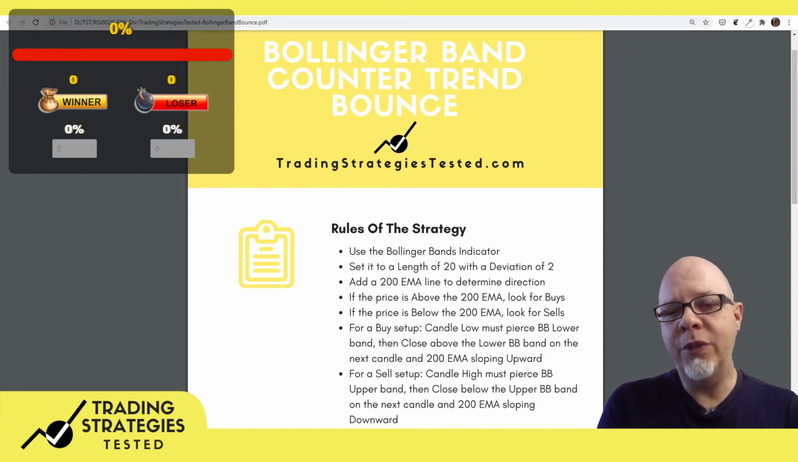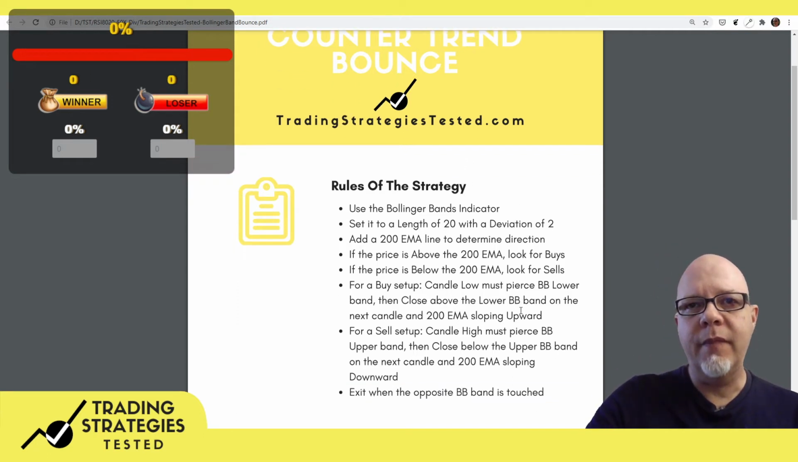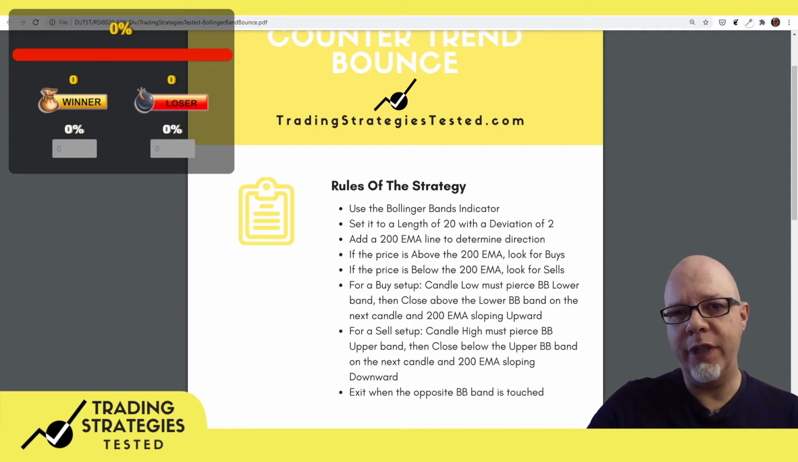In order to do that, we're going to use the EMA and just check the slope and make sure that our current point of the EMA is higher than the previous two. For a sell setup, it's simply the reverse of that, and we're going to exit when we touch the opposite Bollinger Band.